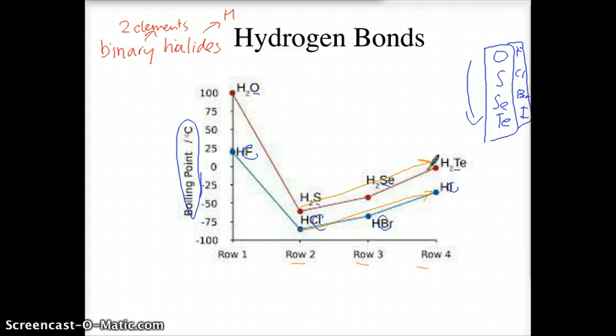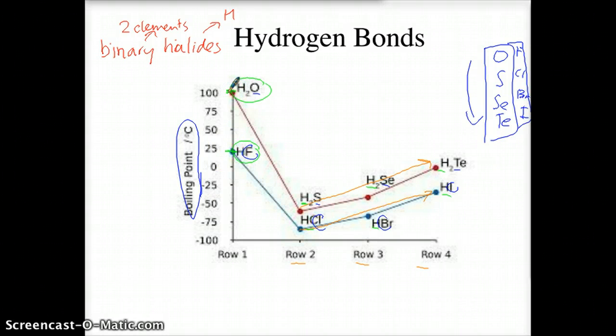However, there's this kind of weirdo with oxygen and with fluorine. When oxygen and fluorine are bonded to hydrogen, the boiling point is much, much higher than the boiling point of hydrogen bonded to any other element in the columns with oxygen and fluorine. So why is this boiling point so much higher?